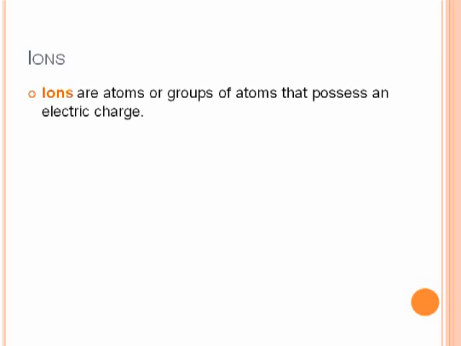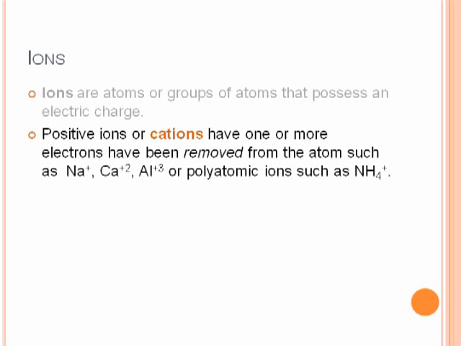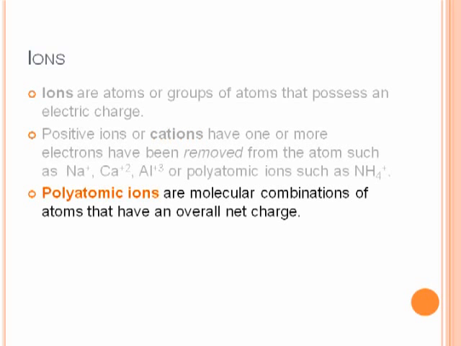Now, moving on to ionic compounds. Ions are atoms or groups of atoms that possess a net electrical charge. The positive ions, or the cations, have 1 or more electrons removed. You have monoatomic ions like a sodium ion with a positive 1 charge, a calcium ion with a positive 2 charge, an aluminum ion with a positive 3 charge, or you can have polyatomic ions that are positive, such as the ammonium ion. Those polyatomic ions are molecular combinations of atoms, except they all have a net charge.